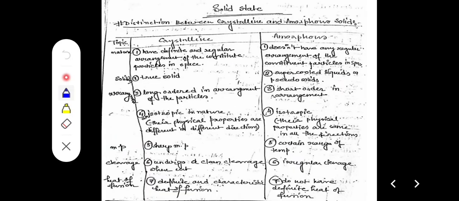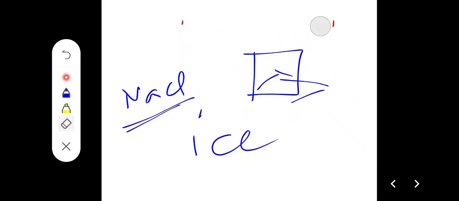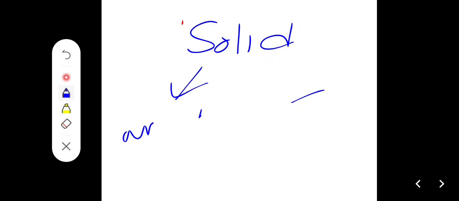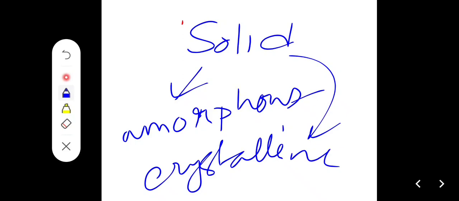Okay, now we consider types of solids. Solids are basically two types. One is amorphous, other is crystalline. Okay, and their properties are defined. Crystalline, obviously, has a crystal-like structure, and amorphous has a powder-like structure.